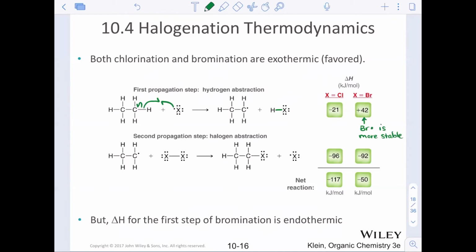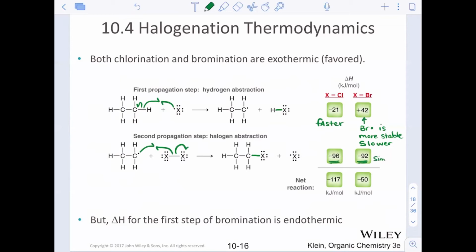And so that's a key point here to look at, that hydrogen abstraction for bromine is slower than that for chlorine. Chlorine's hydrogen abstraction is faster. It's exothermic. So we make more stable things. That's something interesting. We're going to look at the reaction coordinate diagrams in just a second. The second propagation step is very similar for both of them. Halogen abstraction, right? Making that new carbon to halogen bond.